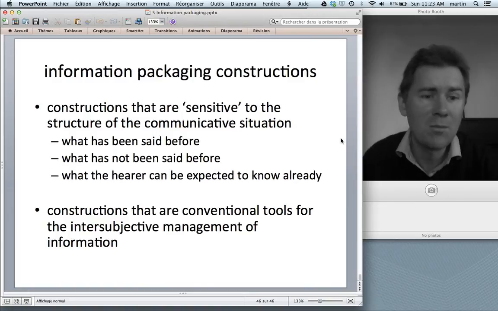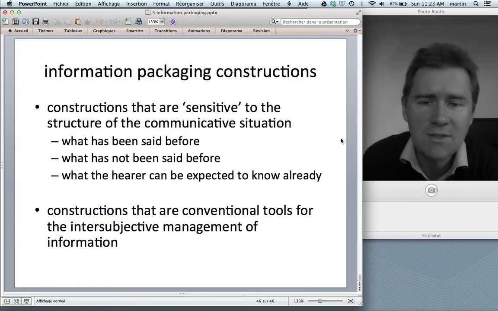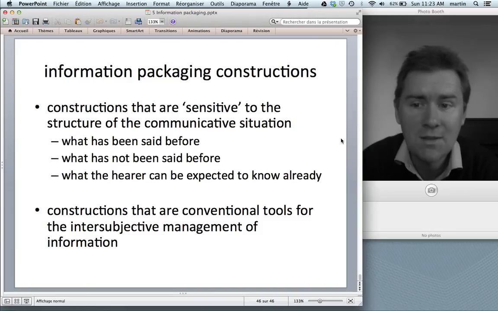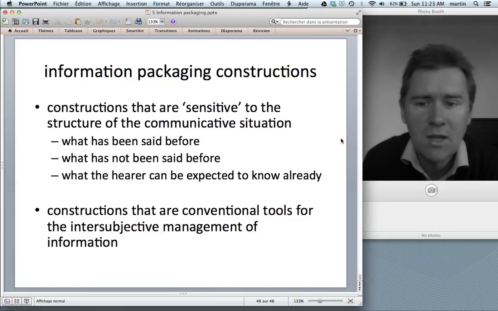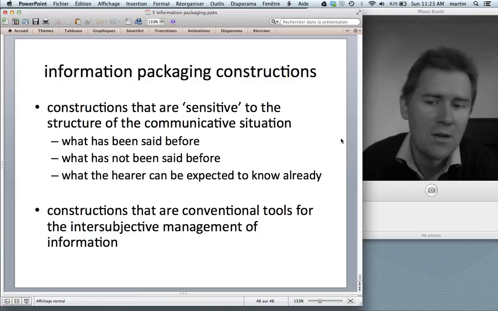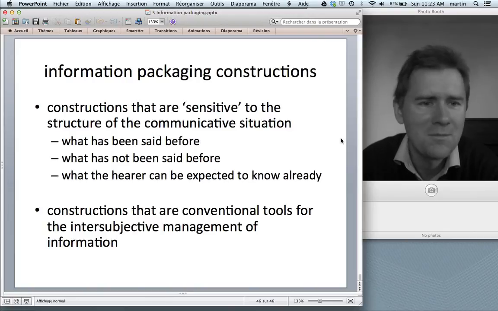So, to sum all of this up, information packaging constructions are constructions that are sensitive to the structure of the communicative situation. So they're pragmatic, they are sensitive to what has been said before, what has not been said before, and what the hearer can be expected to know already. So they are pragmatic constructions that are conventional tools for the intersubjective management of information. Fascinating stuff.